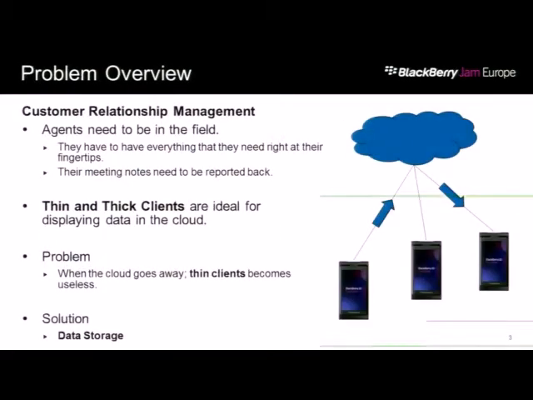Okay, the problem I'm going to try and solve is a traveling salesperson problem. So it's customer relationship management. Now, your agents, they need to be out in the field. They need access to those confidential customer records. They need access as well if their device goes offline, as anyone connected to the Wi-Fi at the conference might be experiencing. Yeah, okay, it has to be at their fingertips, and also, any changes they make, any reports they add, they need to be reported back to the server.